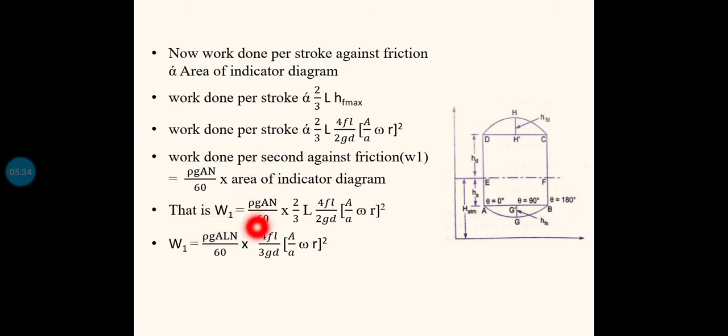That is, W1 equals rho g an by 60 into 2 by 3 into L into 4FL by 2GD into A by A omega r whole square. This I have substituted here, that's all. Now W1 equals rho g ALN by 60, I have taken this L along with this term. Rho g ALN by 60 into the remaining is 4FL by 3GD, where this 3 is taken along with this one, into A by A omega r whole square. This 2 and this 2 will get cancelled. So the remaining is 4FL by 3GD into A by A omega r whole square.